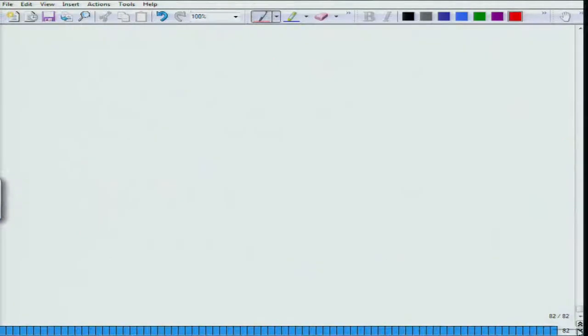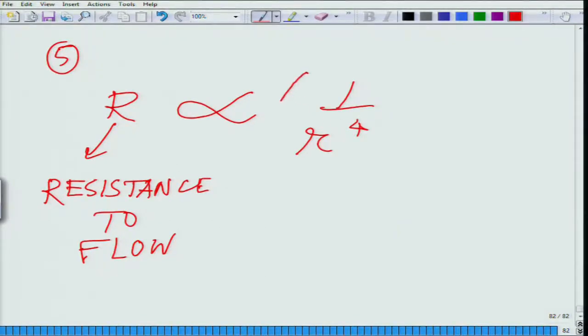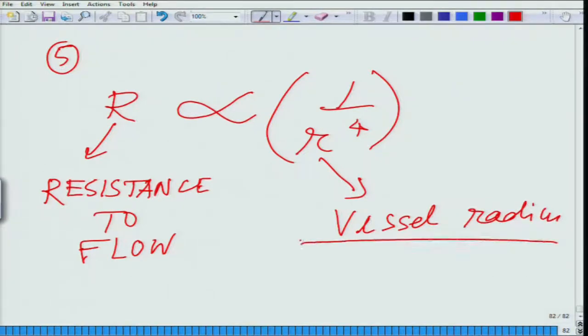The fifth relationship is R, which is the resistance to flow of blood, is inversely proportional to 1 by small r to the power 4, where small r is the vessel radius. So, in other words, resistance is inversely proportional to the fourth power of vessel radius.